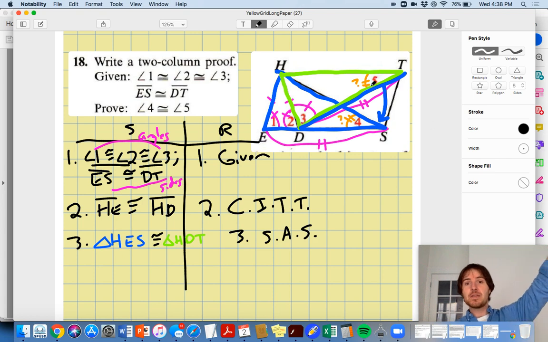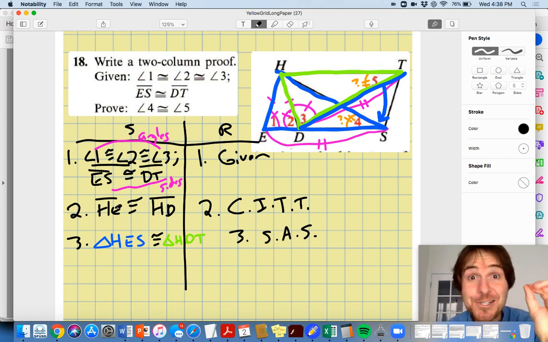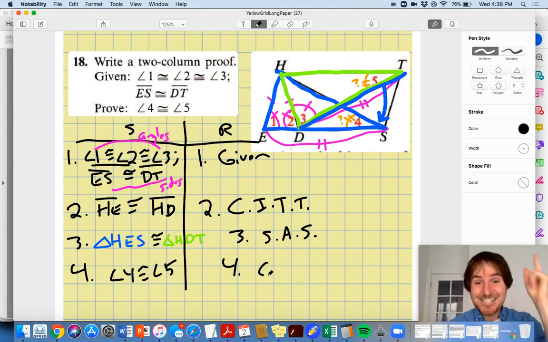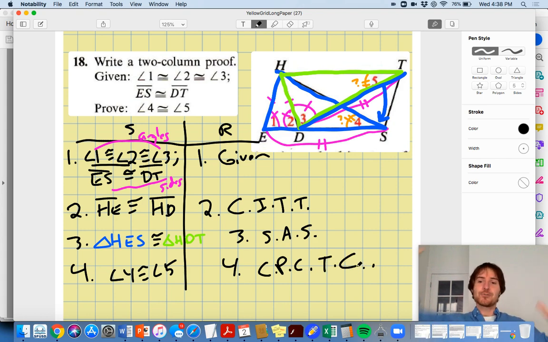So angle 5 is the angle HTD in triangle HDT, and angle 4 is angle HSE in triangle HES. So they correspond. They're corresponding parts of congruent triangles. And when we have corresponding parts of congruent triangles, what do we know? They are indeed congruent to each other. And what is the reason we write on proofs? I kind of just said it. It's CPCTC. And we drop the pencil.